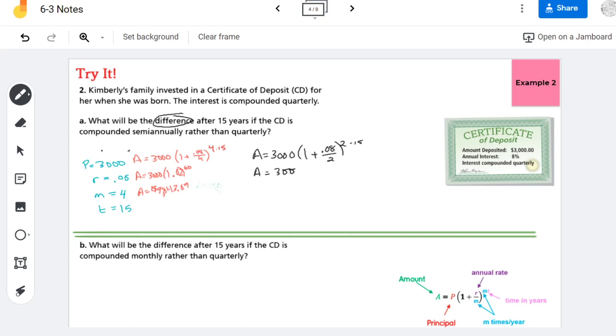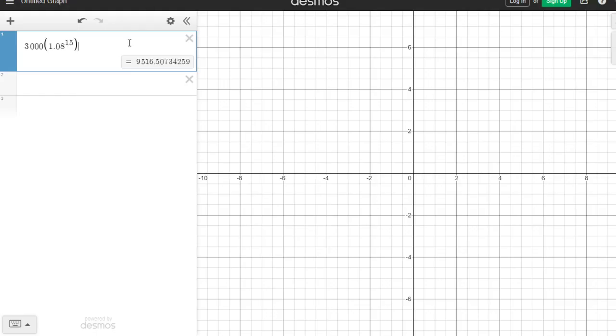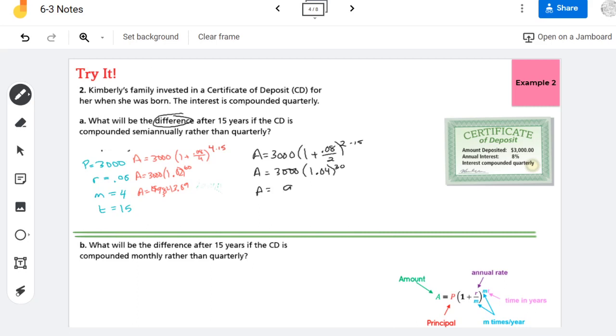So if I clean up my parentheses a little bit, 0.08 divided by 2 is 0.04. So this turns into 1.04. And 2 times 15 is 30. So now let's go into Desmos. We're going to change this to a 4 and this to a 30. We get 9,730 and 19 cents. All right, so those are our two amounts.